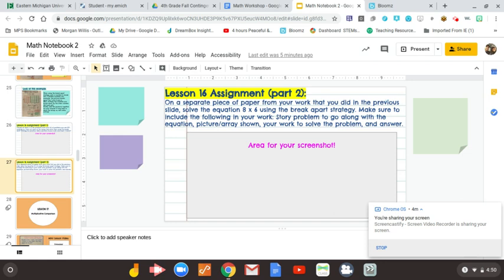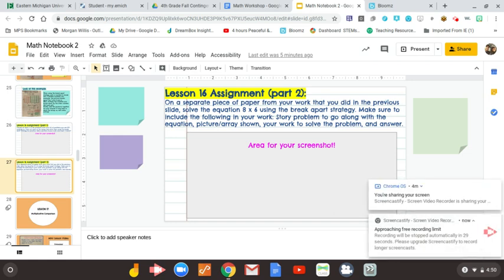Now, it's not going to be horrible if you can't. Just try. And then with that story problem, make sure you draw the picture and array. Make sure that you show the break apart strategy portion of the problem, and then make sure you have your answer and circle it. Make sure you take a picture of that and insert it here, then we will be good to go.